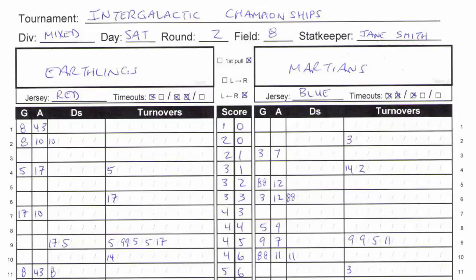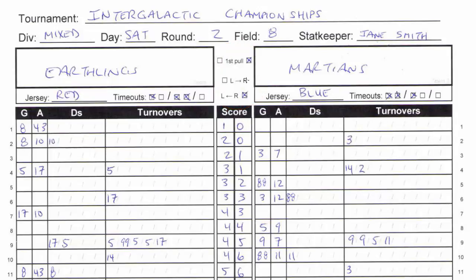The example illustrates an intergalactic championship game between the Earthlings and Martians. It's the mixed division, and it's round 2 on Saturday. All of this information should be filled out when you receive your binder. The rest is for you to record during the game. Please fill in your name in the Scorekeeper field. Record information about jersey color, who pulled first, and the direction of the pull from your perspective on the sideline.